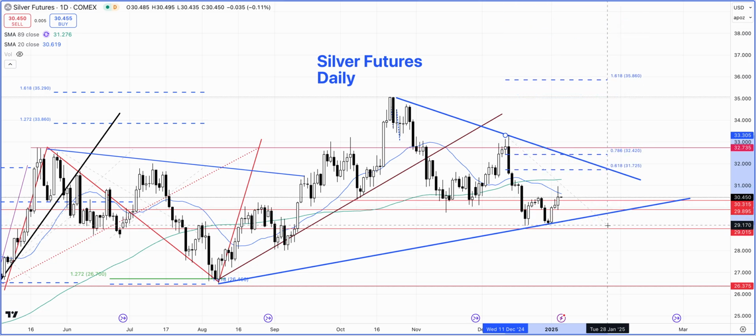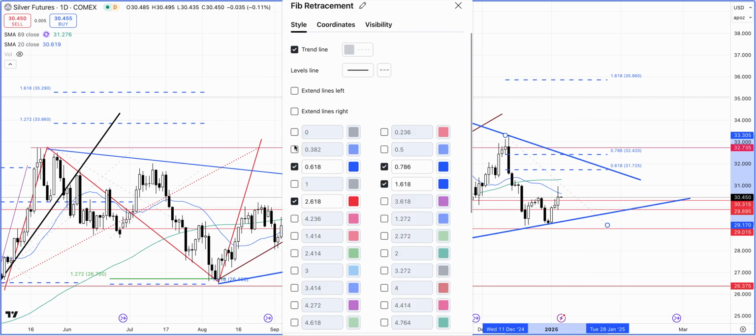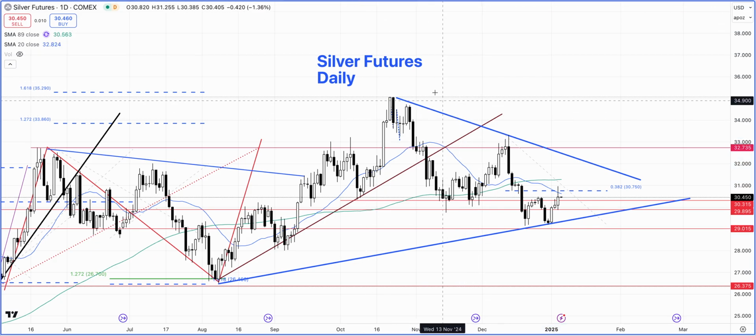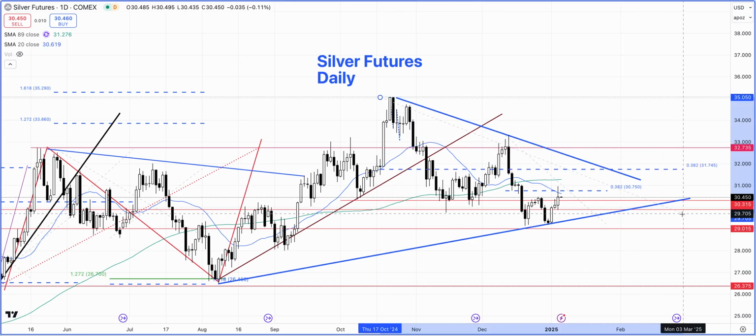Yep, so it went right to the 38.2% retracement. Here we go. And then if we just draw it like this, it's a little bit higher.